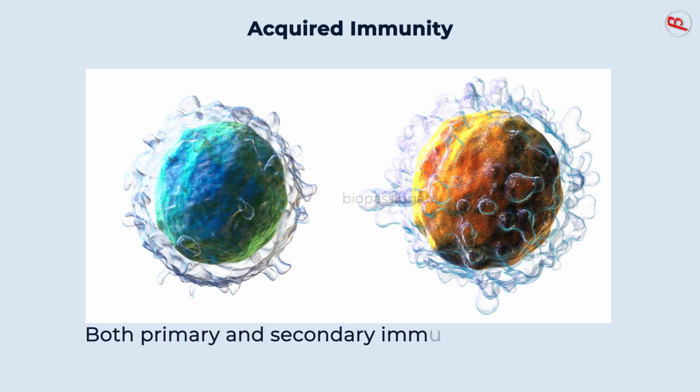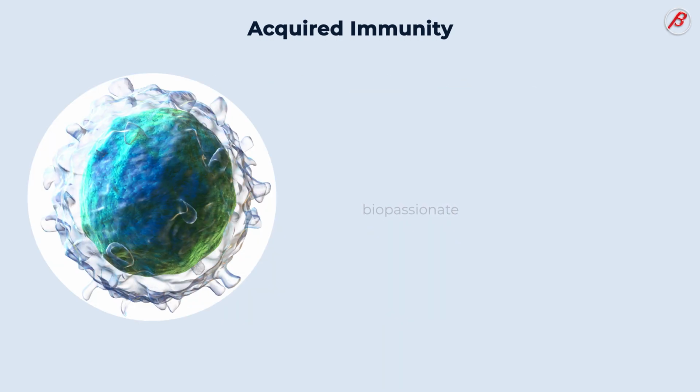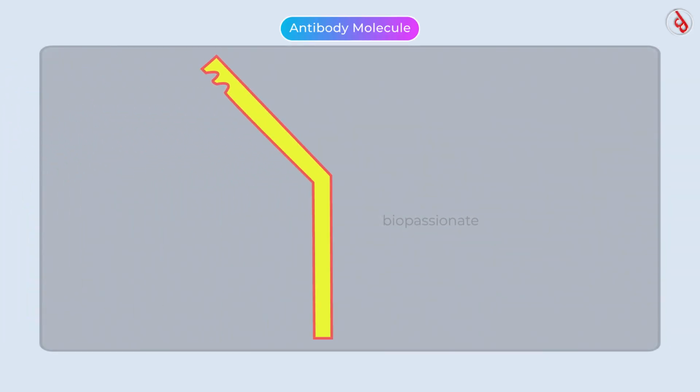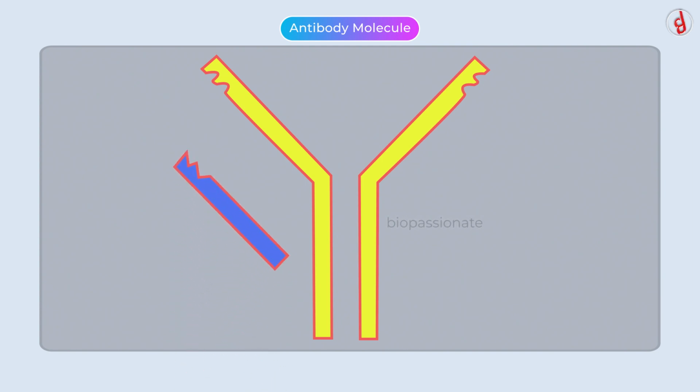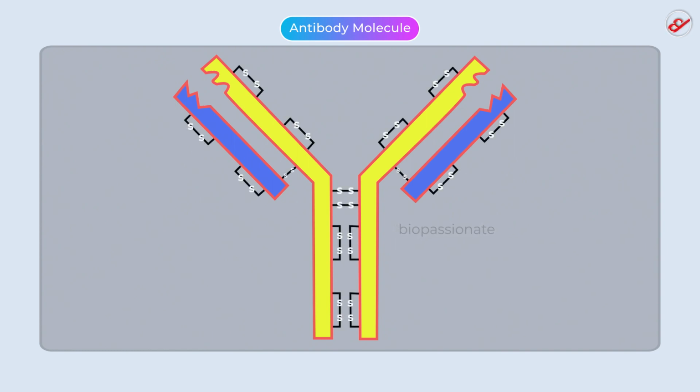Both primary and secondary immune responses are carried out with the help of two special types of lymphocytes called B lymphocytes and T lymphocytes. B lymphocytes produce an army of proteins in response to pathogens to fight them, called antibodies. An antibody molecule contains two heavy chains and two light chains, both attached by disulfide bridges, with an antigen binding site at the edge.